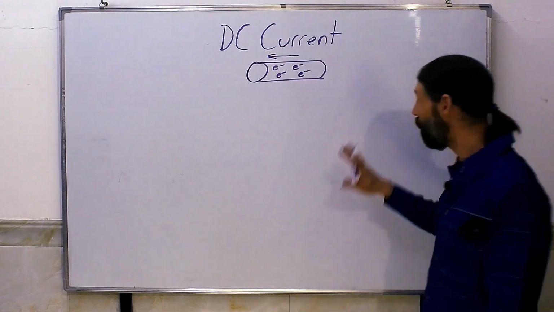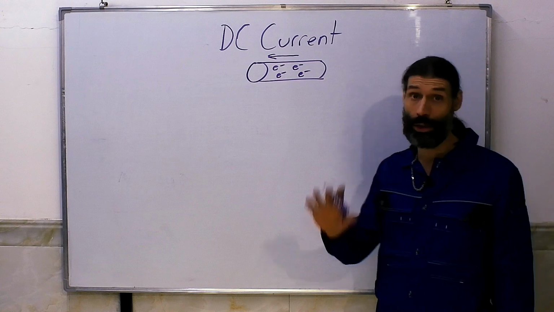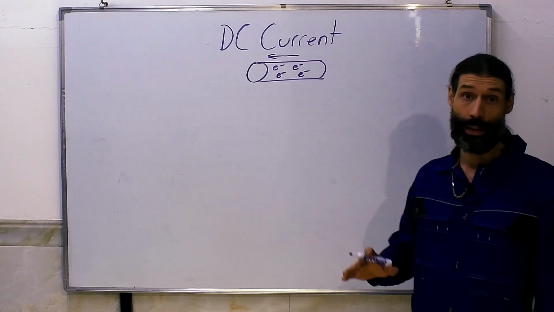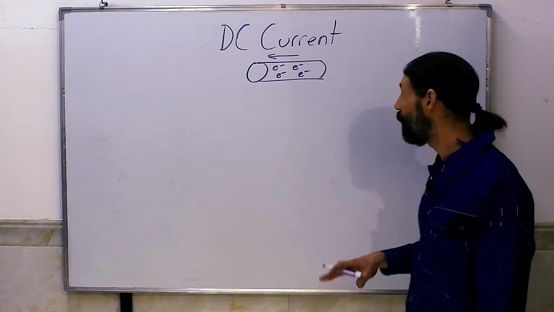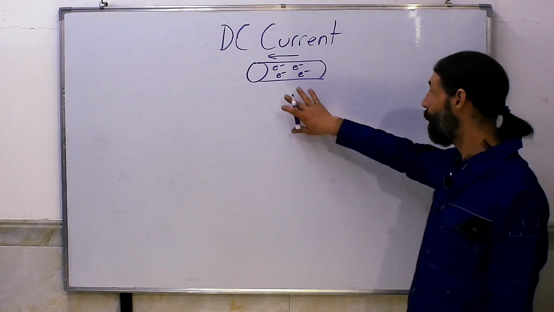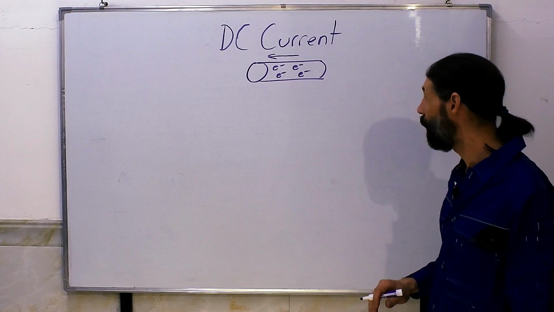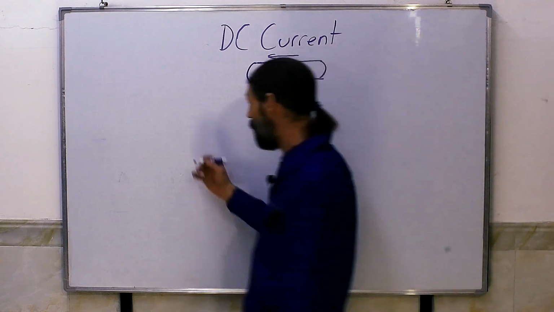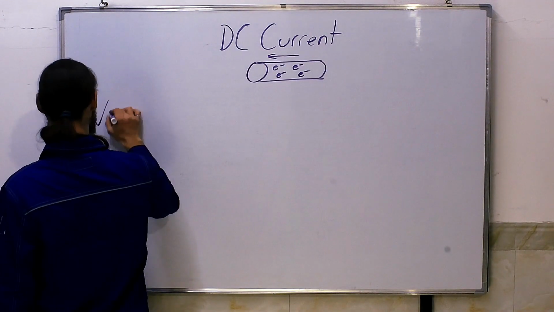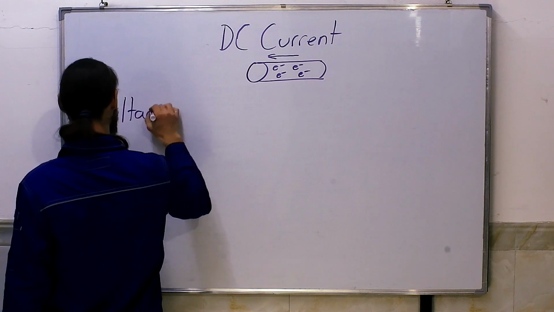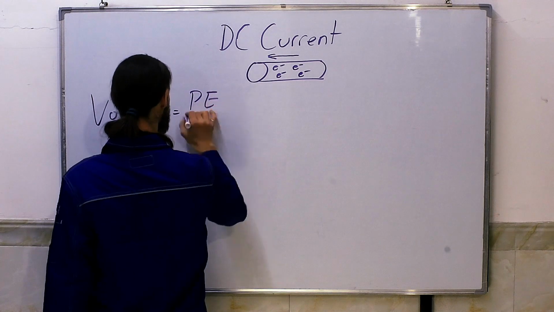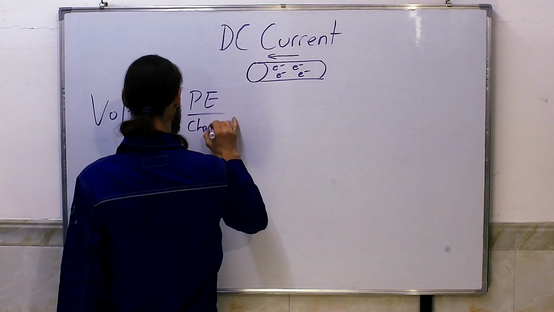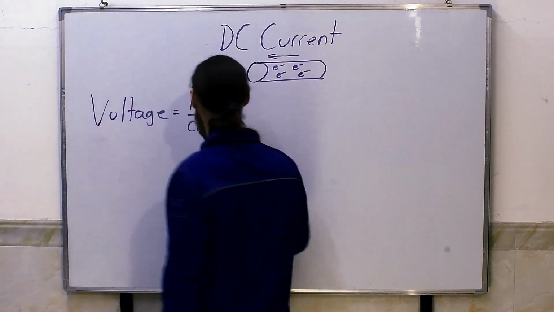Now, before we can bend these charges to do our bidding, let's look at how we can describe them and what properties they have. So the first is the potential energy per charge. The potential energy per charge we call voltage.